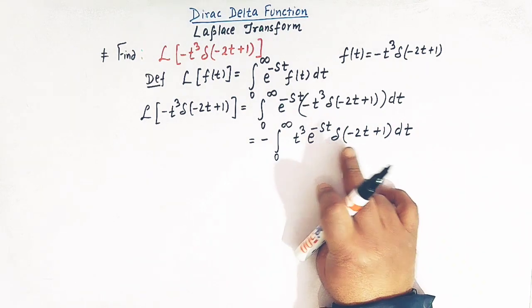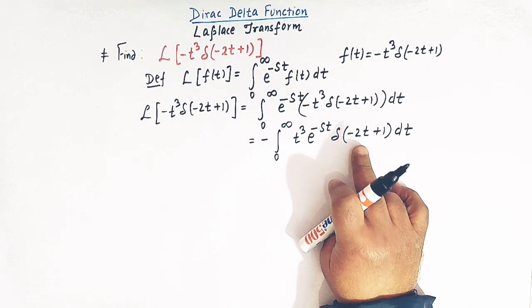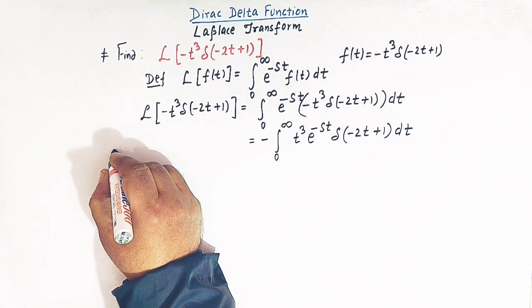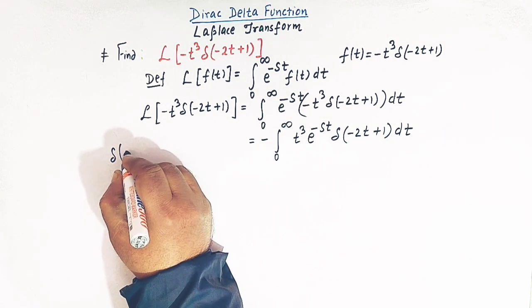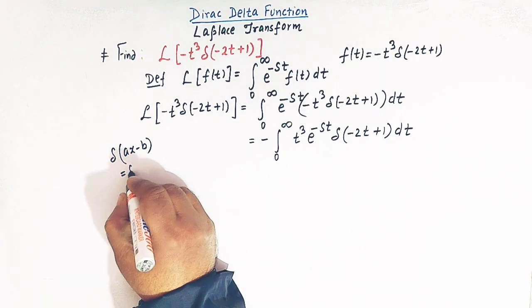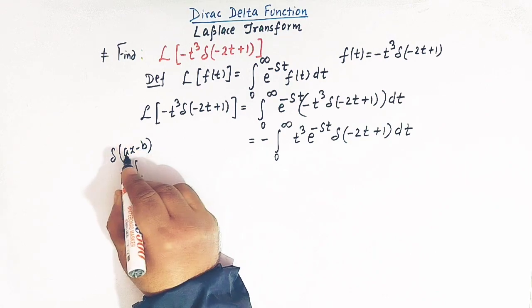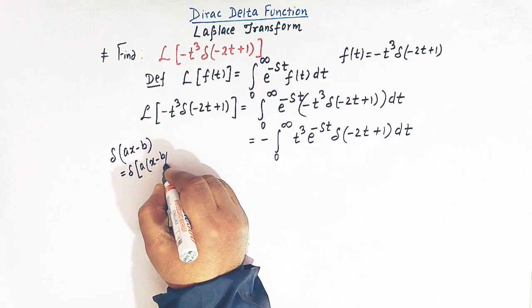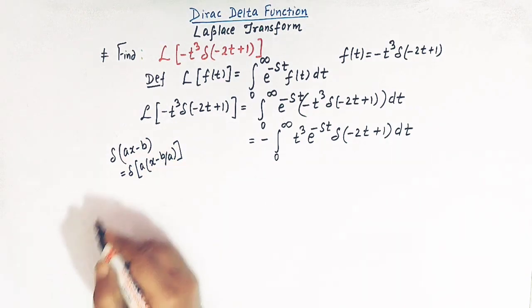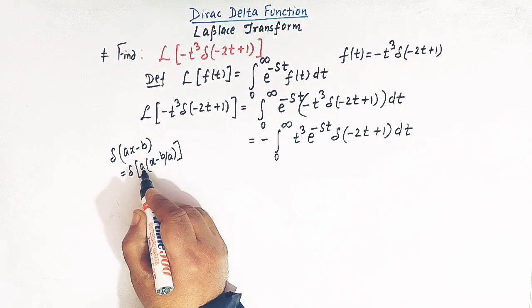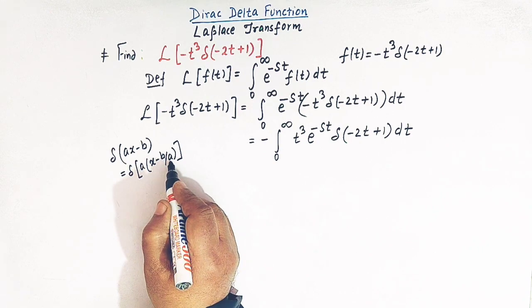Now to move further, we will make use of one important property of Dirac delta function. The property goes like this: if we have delta of a x minus b, then if we take a common, we have x minus b over a. So delta of a x minus b is equal to delta of a times x minus b over a.